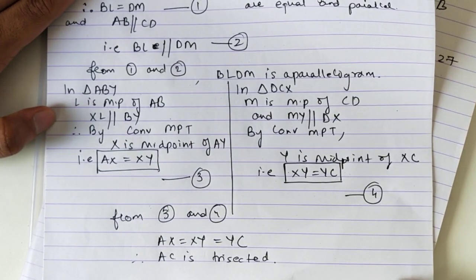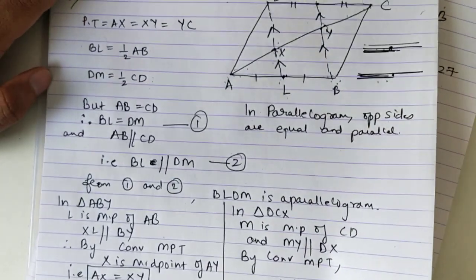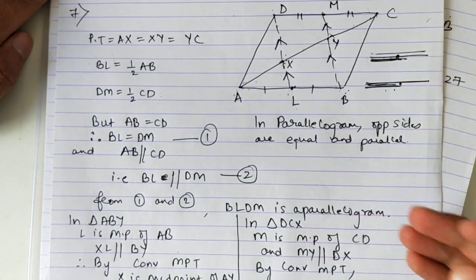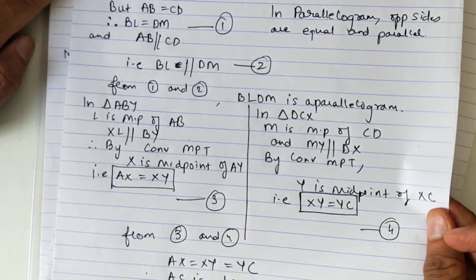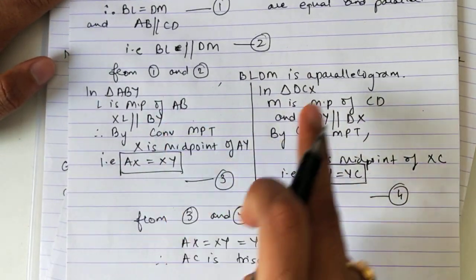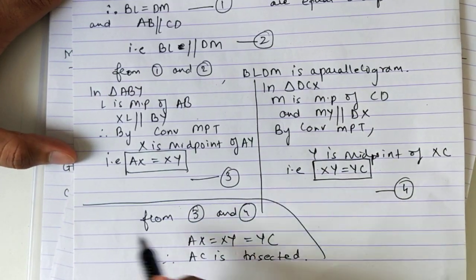So copy the sum. Copy the first part, pause the video and copy it. Then copy this part, then this. Okay, and finally this is the last.